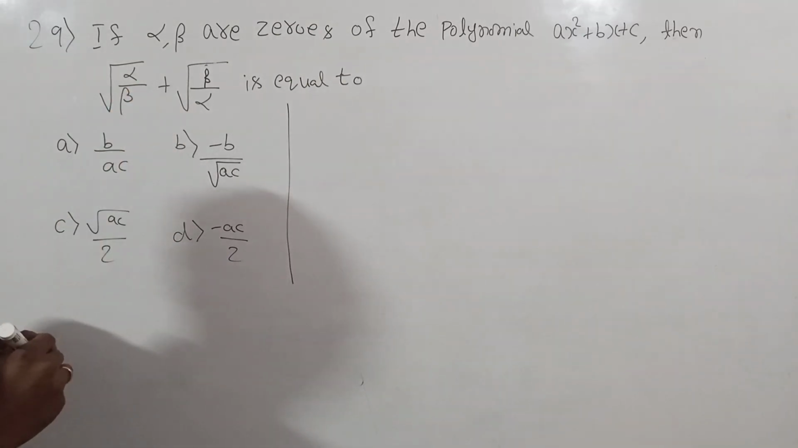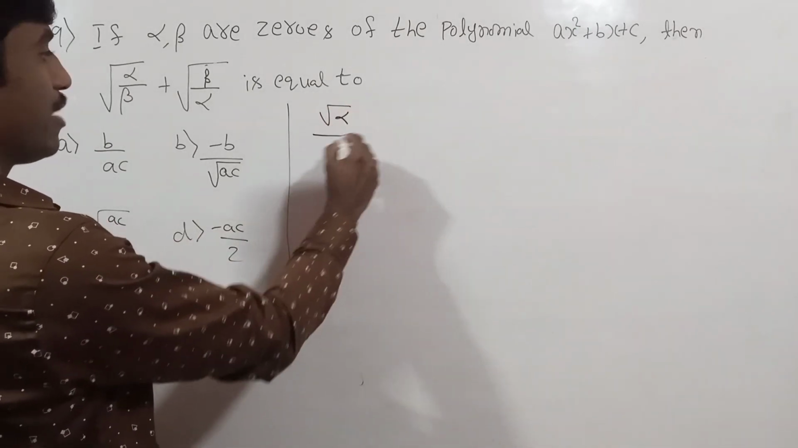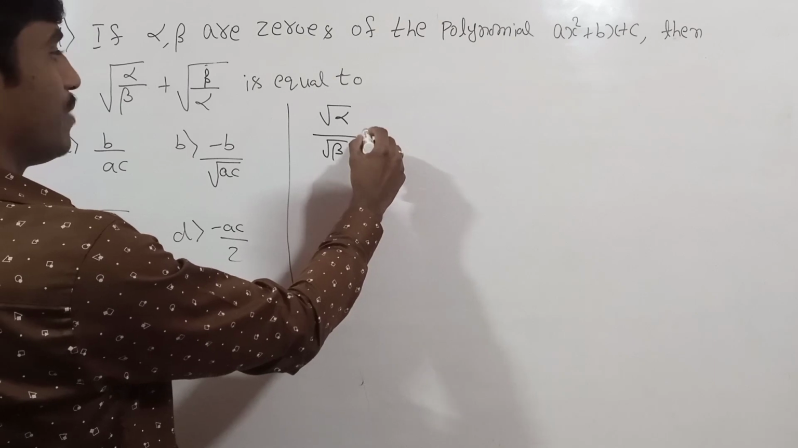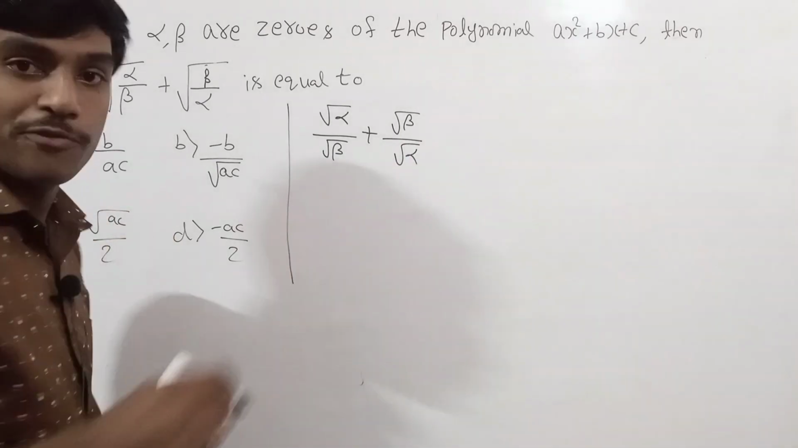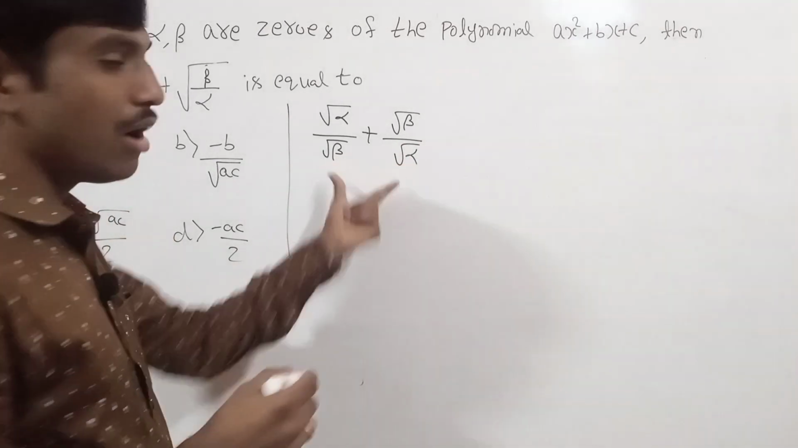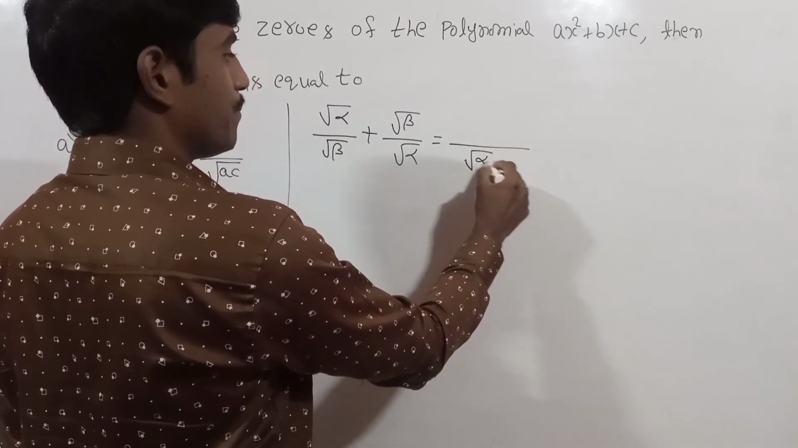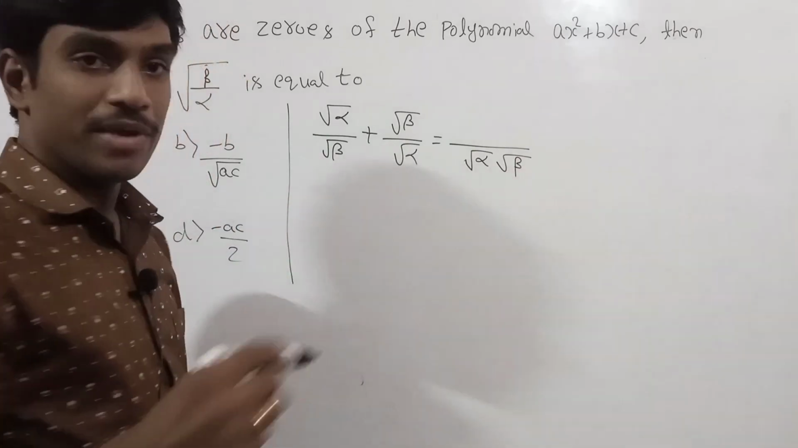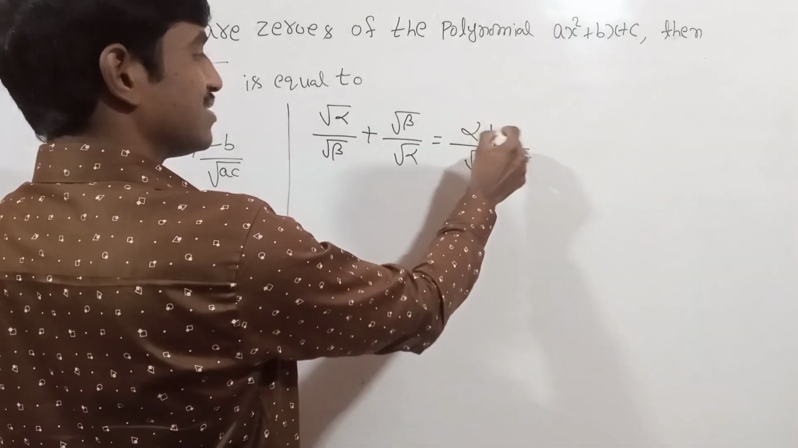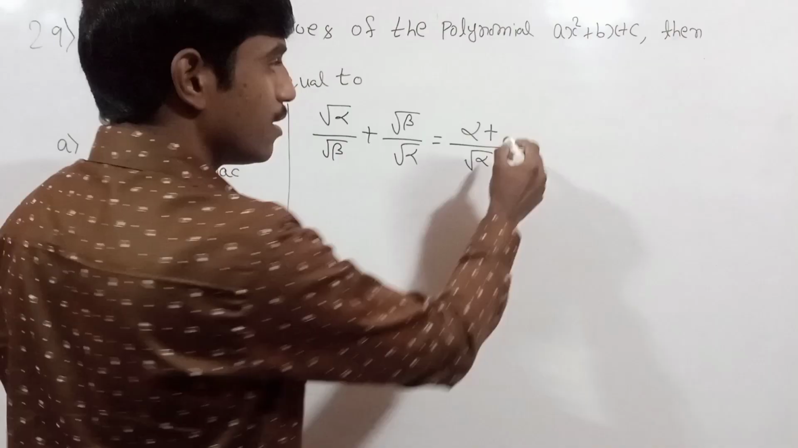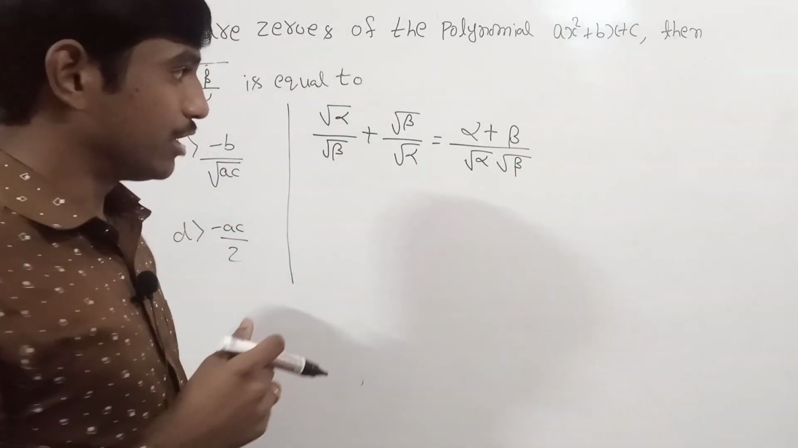Here root alpha by beta can be written as root alpha by root beta, plus root beta divided by root alpha. Now if you take the LCM here, root alpha root beta will be the LCM, that is in the denominator we get root alpha root beta, and in the numerator root alpha into root alpha is root alpha square, which will be alpha, plus root beta into root beta is root beta whole square, which will be beta. So alpha plus beta by root alpha beta we got here.